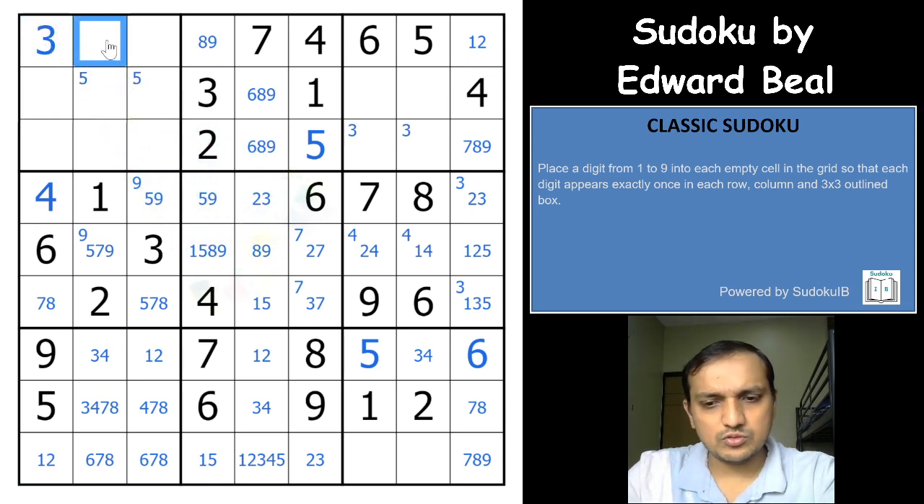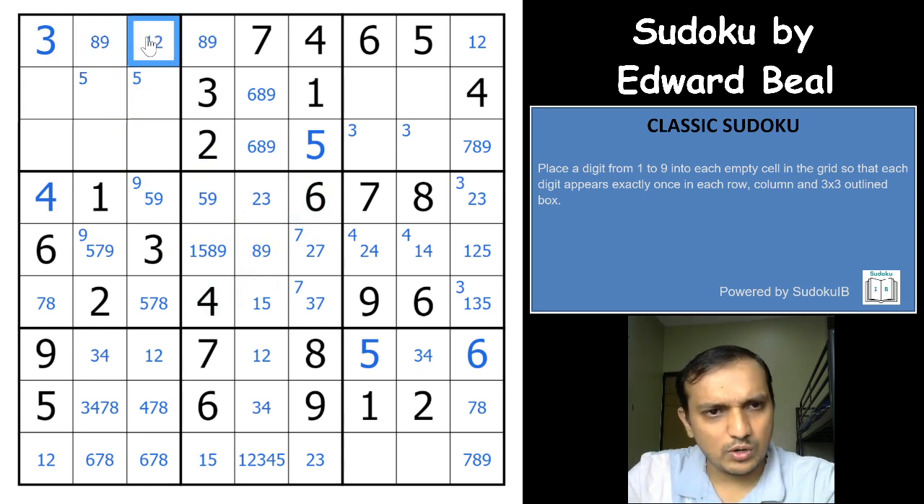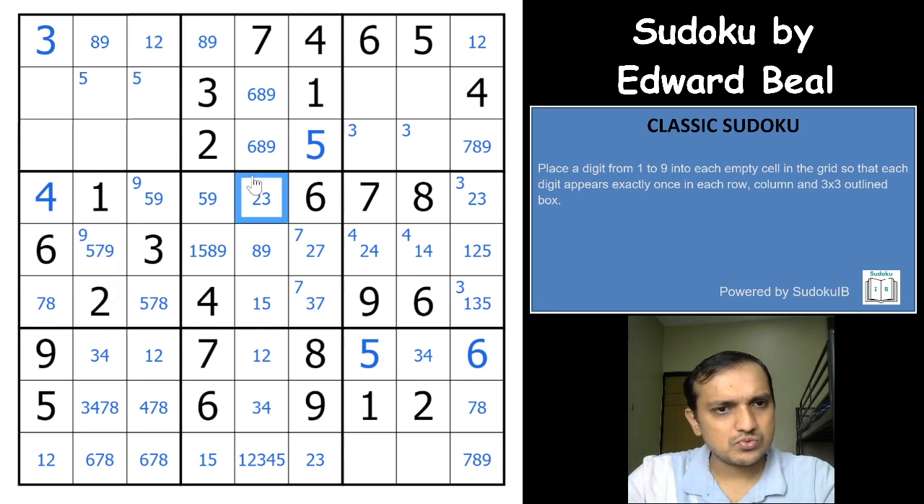1 2 8 and 9. So this is 8 and 9. That is a 1 2 pair. So that 1 2 pair. Come on, this is really difficult.